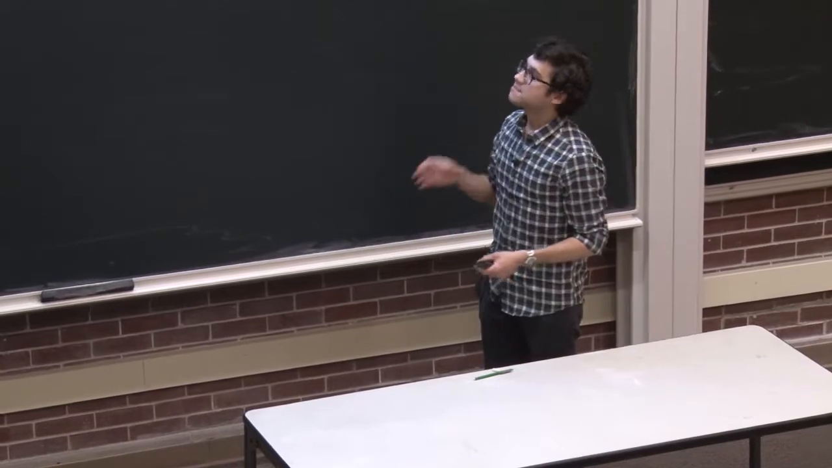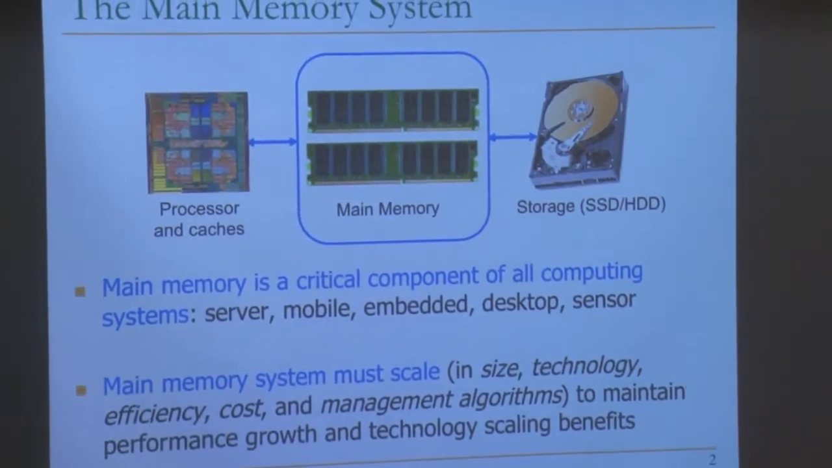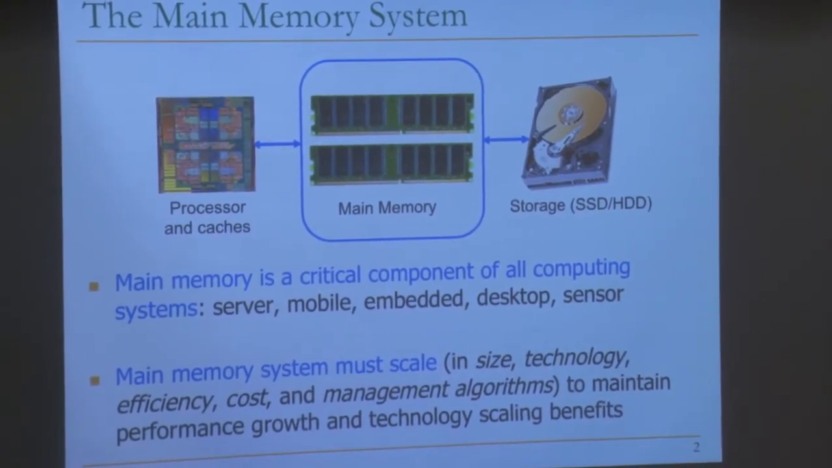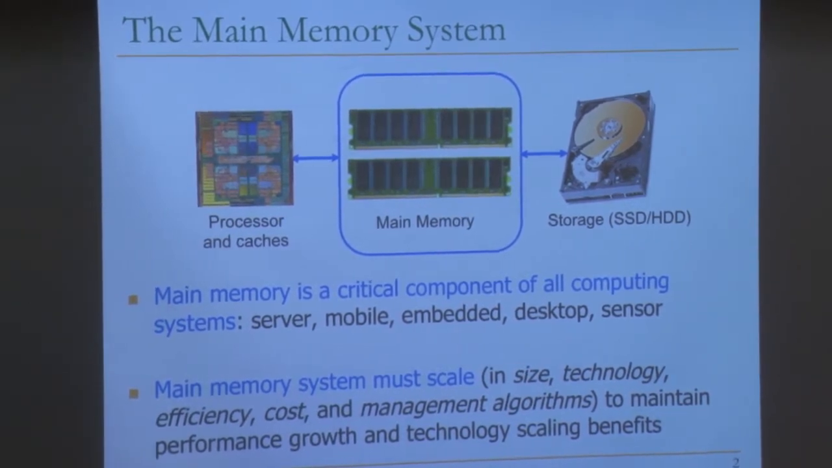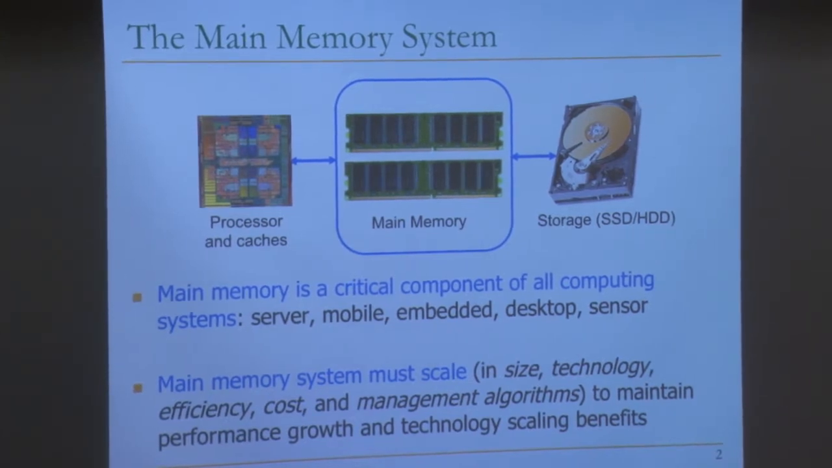And main memory systems have to scale. They have to scale to meet the demand of larger numbers of cores, larger caches, and larger disk space that needs to be buffered. So they need to scale in terms of size, in terms of technology, so the actual size of the cells that are storing data, efficiency, cost, and the way that we manage them. This is to maintain the performance growth and technology scaling benefits provided by the other devices in the system. If memory doesn't scale, then eventually it's going to become a bottleneck, and it doesn't matter if we improve the performance or capacity of these other devices.